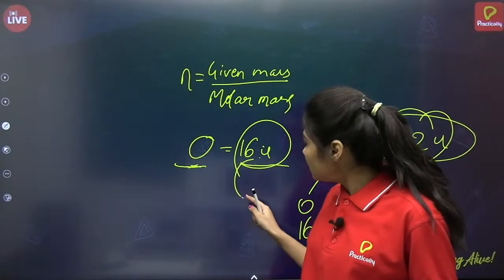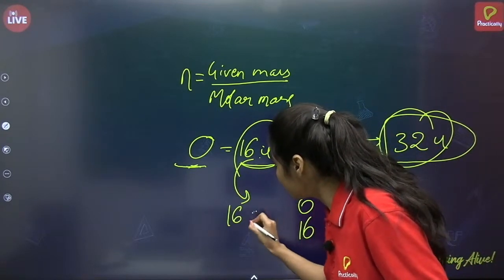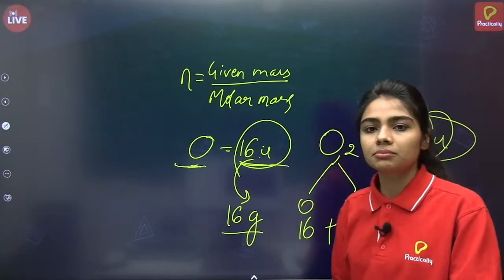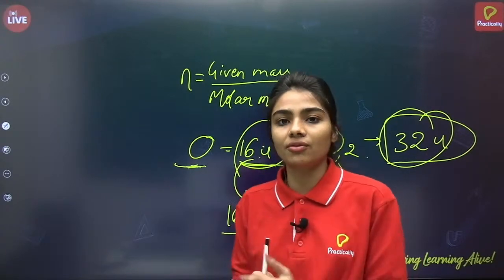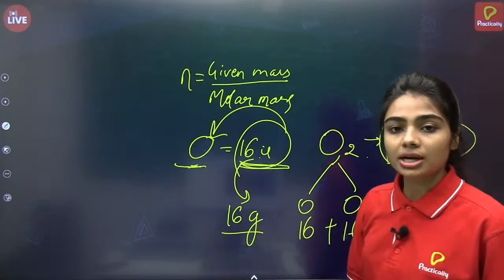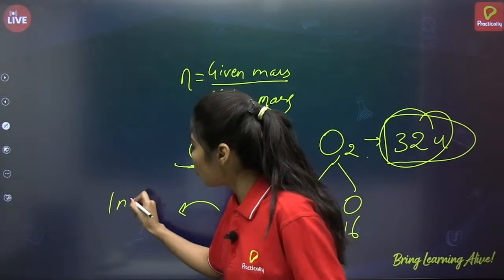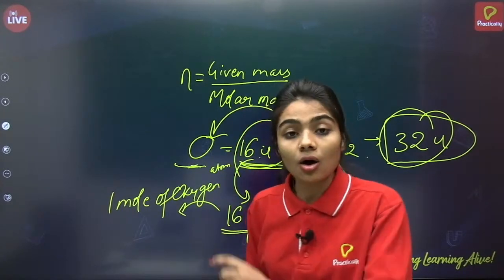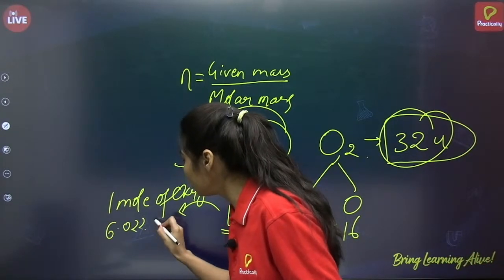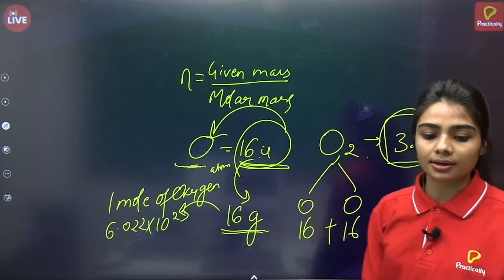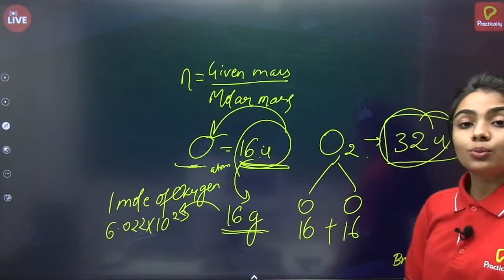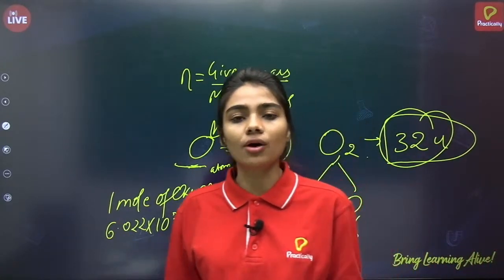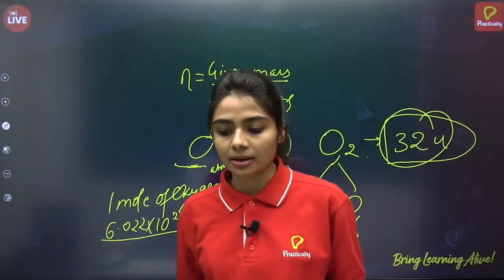If I represent this in grams, if I write 16 gram, then it is called molar mass. Is there any difference between this 16U and 16 gram? Yes, there is a big difference. 16U means only one oxygen atom and 16 gram means 1 mole of oxygen atom. What does that mean, 1 mole of oxygen atom? That means how many oxygen atoms are there? 6.022 into 10 to the power 23. That many oxygen atoms are there. So if I am writing 16U, that means only one oxygen atom. If I am writing 16 gram, that means 1 mole of oxygen. And what does this 1 mole stand for? That means 6.022 into 10 to the power 23 atoms are there.